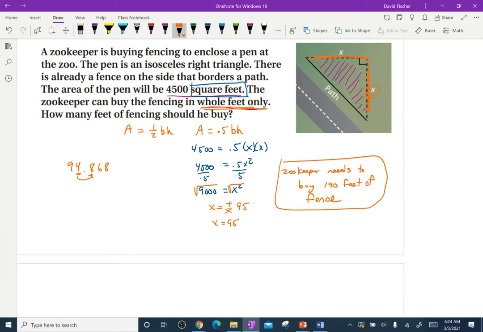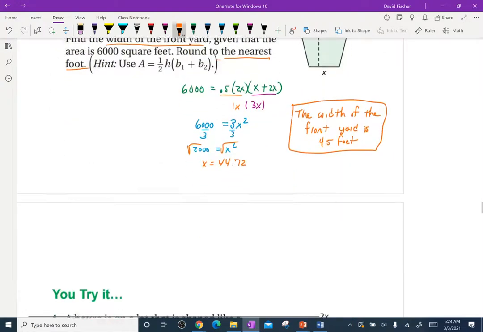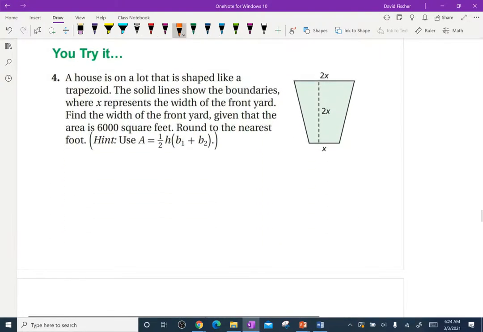Is by 190 feet of fence. Okay. There we go. Answered the question, showing all your work.